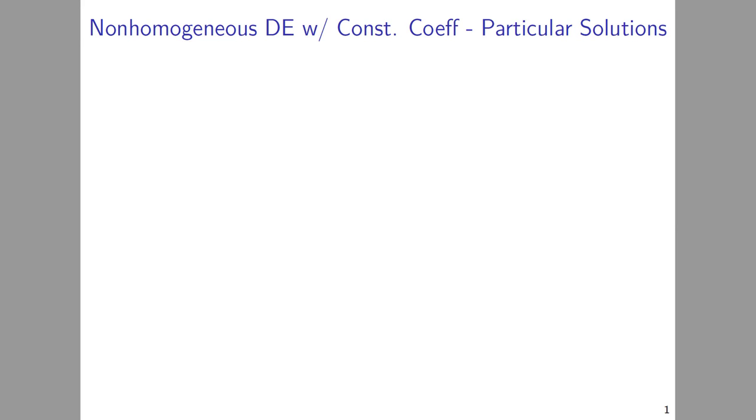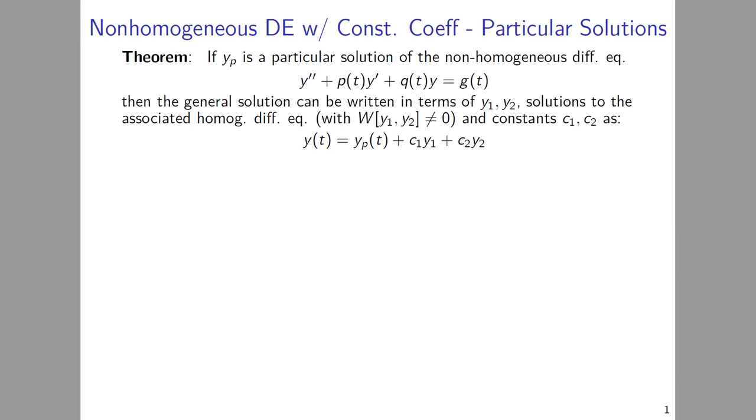We concluded our last video with a theorem that said if y_p is a particular solution of a non-homogeneous differential equation, then the general solution can be written in terms of y1 and y2, solutions of the associated homogeneous differential equation with non-zero Wronskian, as y equals y sub p plus c1y1 plus c2y2.